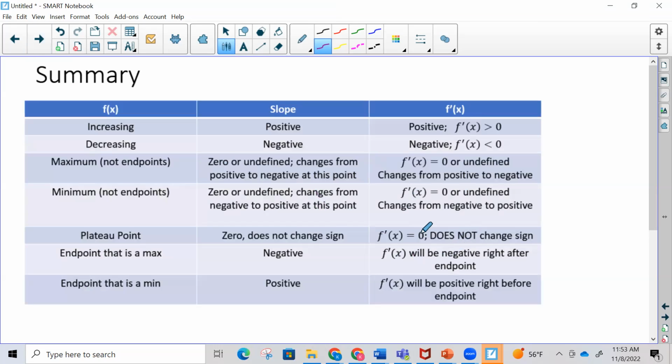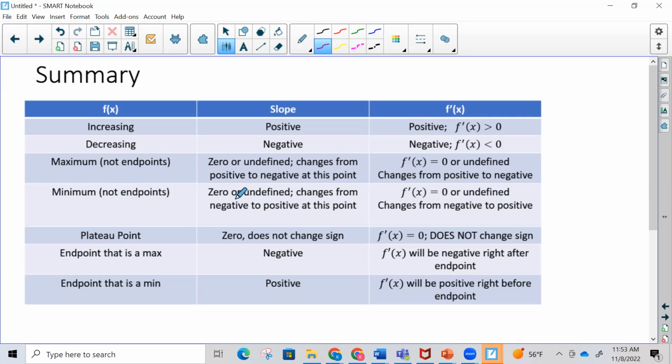So just a summary, this kind of chart is a summary. You could pause to write it down. But we know if f of x is increasing, the slope is positive. So that means the derivative is positive, and we usually write it as f prime of x is greater than 0. If it's decreasing, it's negative, slope is negative, and so is f prime. So f prime of x is less than 0.